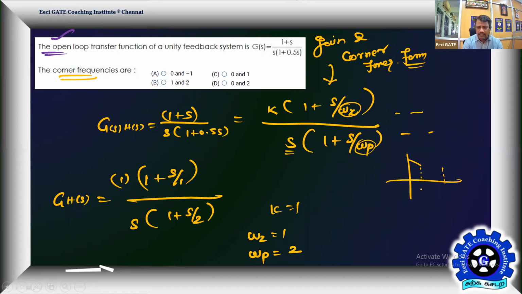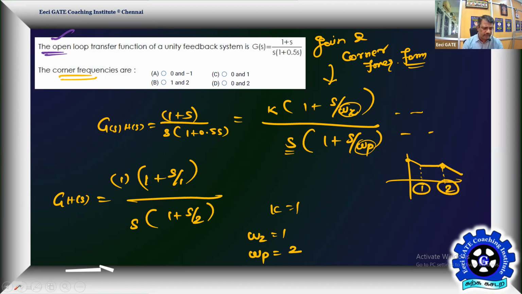2. So that means at 1 radian per second, a 0 is getting introduced, slope will become 0. At 2 radian per second, a pole is getting introduced, again slope will become minus 20 dB per decade. That's how you get the Bode plot. Where the corner frequency is, immediately you have to imagine your Bode plot. So we have two corner frequencies, one due to the 0, one due to the pole. So they are 1 and 2.